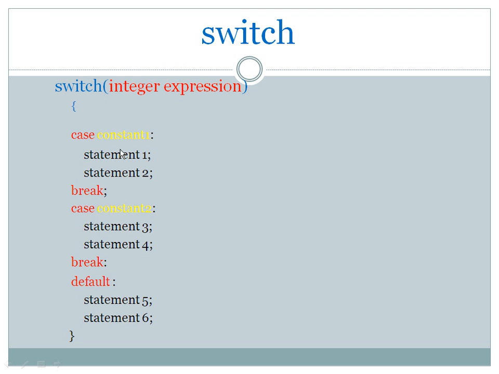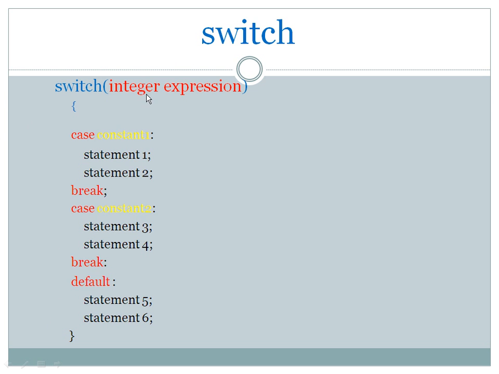We can have either an integer or a character or any expression which evaluates to an integer. Then we have a few cases here, case constant 1. Whatever the constant, it will be matched. For example, if we have integer x here and x contains 7, the constant must be 7 to match statements 1 and 2. Similarly, we have a break statement. The break statement is very important. Whenever case 1 matches, statements 1 and 2 execute, and it comes to the break and comes out of the switch block.